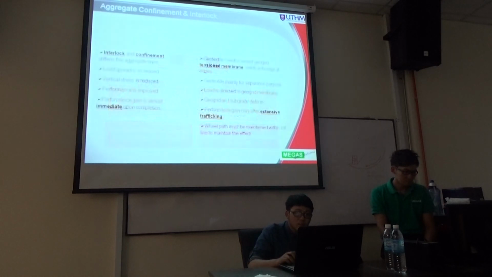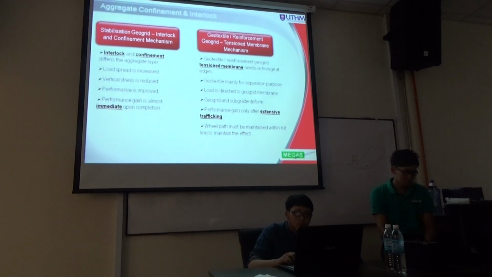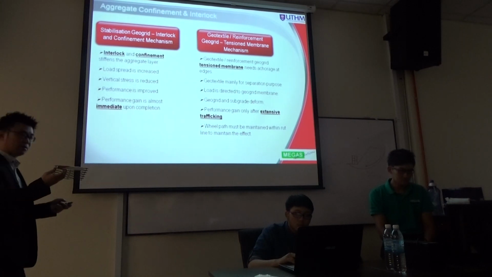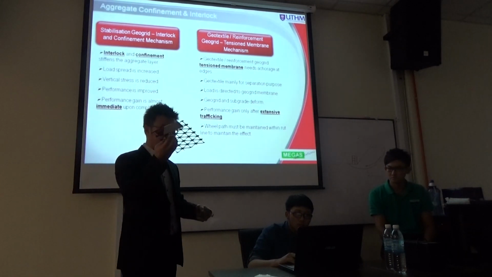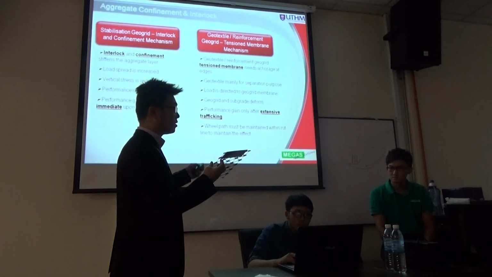This one I've explained earlier. So basically, these are the notes talking about the stabilization geogrid using the interlocking mechanism, and those are geotextile or reinforcement geogrid using the tension membrane mechanism. So interlocking, why this one? When you use it for the stabilization, it will be more successful than the tension membrane mechanism.